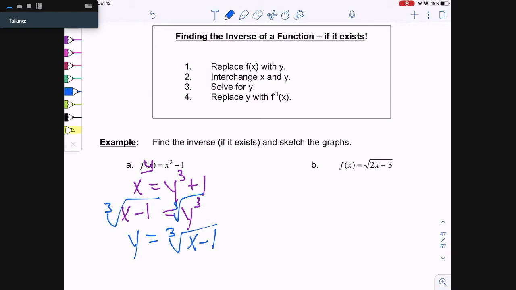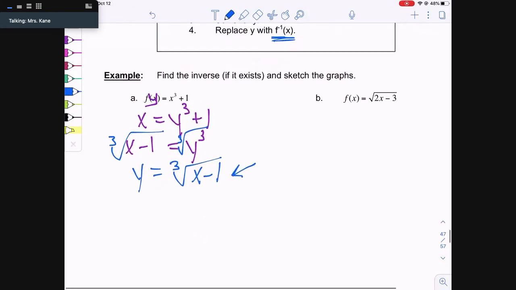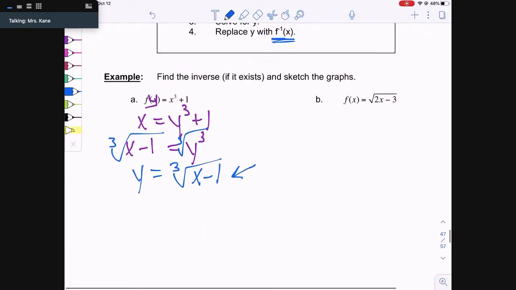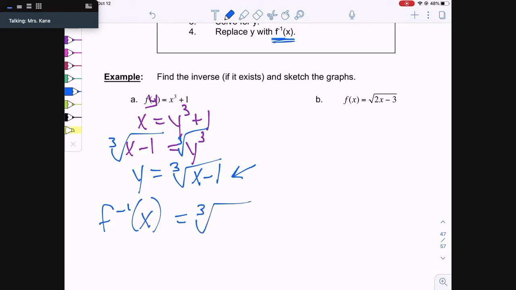The last step, don't forget about the last step. I did all this work, I have this new equation, but that new equation represents the inverse of its initial function. So make sure that you say that this is the inverse that you found. So the inverse is equal to the cube root of x minus 1.